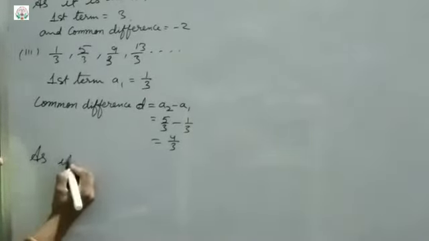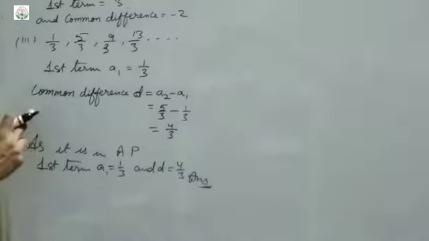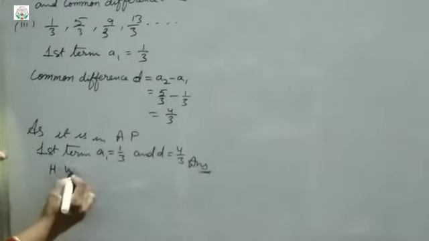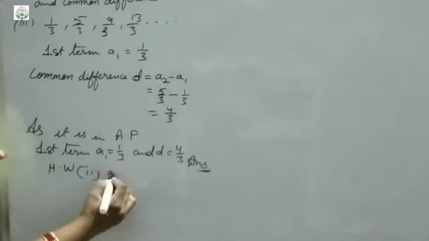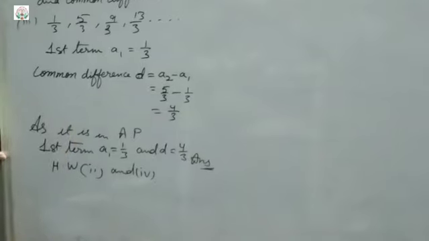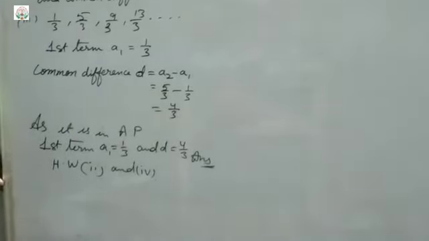Clear? Therefore you can write, as it is in AP, first term A1 equals 1 upon 3 and D equals 4 upon 3. Answer. Likewise, the second and fourth questions of question number 3, do it as homework.